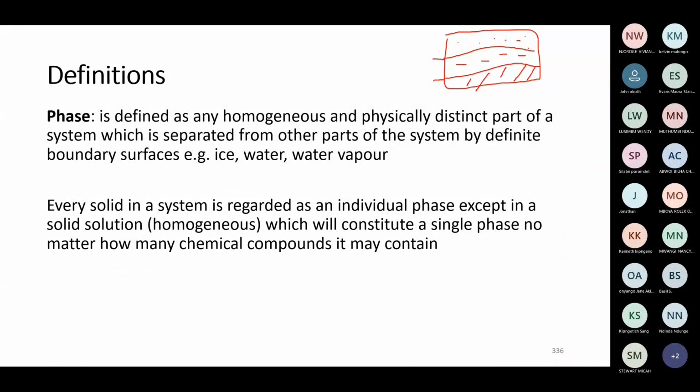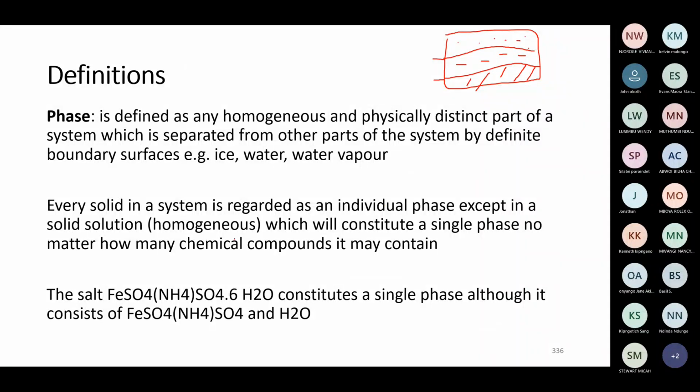So in this case, maybe you have 2 solids that have been mixed. You can talk about salt and sand, and then they have been mixed homogeneously. So here you have 2 solids, but now they're homogeneously mixed. So in that case, this will constitute a single phase. The mixture of salt and sand, or the solution of salt and sand, is going to be a single phase, no matter how many chemical compounds it may contain. So this is the exception now. But every solid is usually considered as an individual phase.